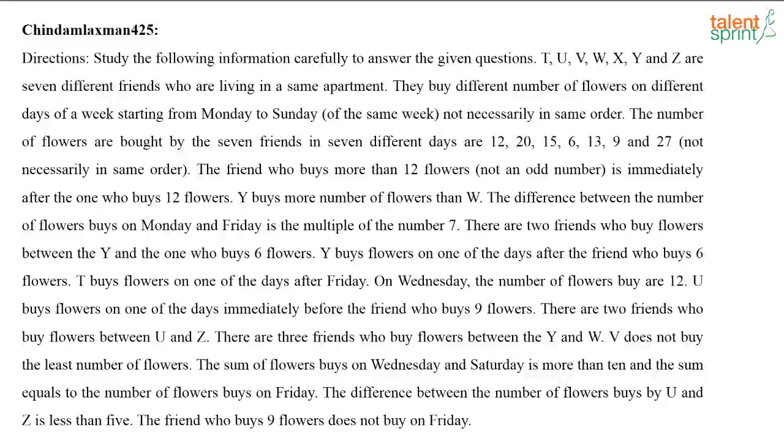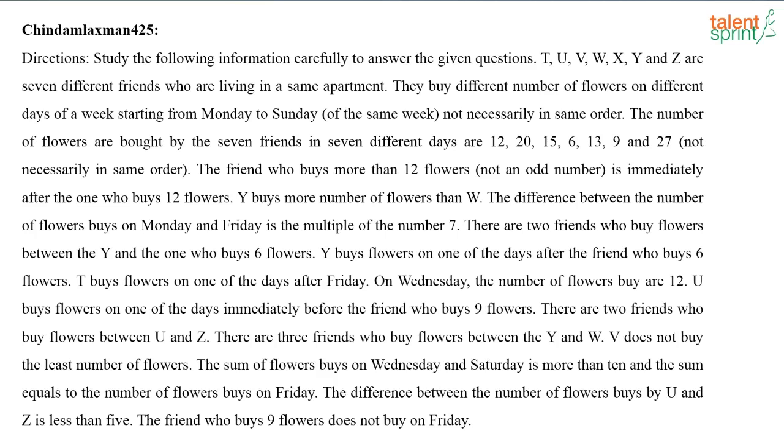Let us look at this question. This question was posted by Lakshman. So what is given here? Study the following information carefully to answer the given questions. T, U, V, W, X, Y and Z are 7 different friends who are living in the same apartment.